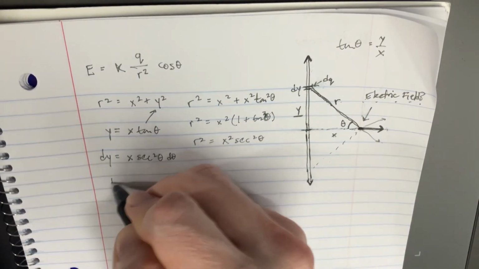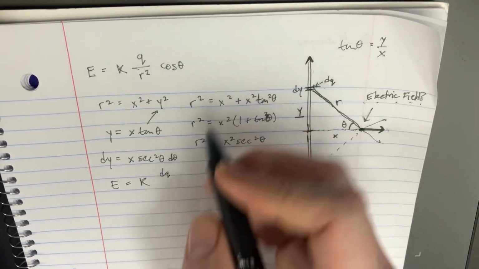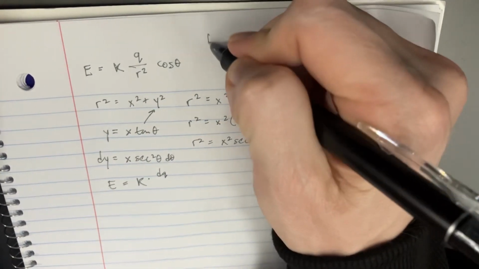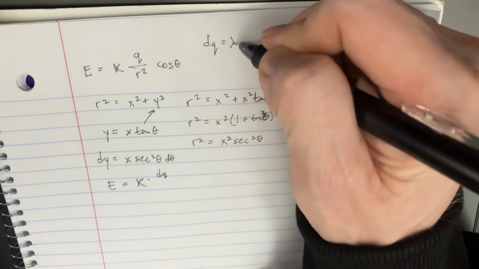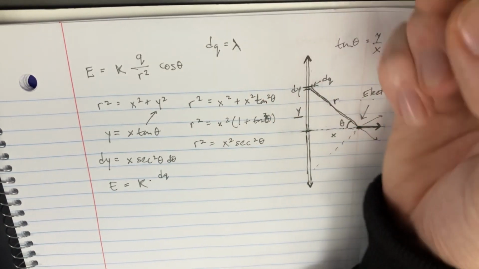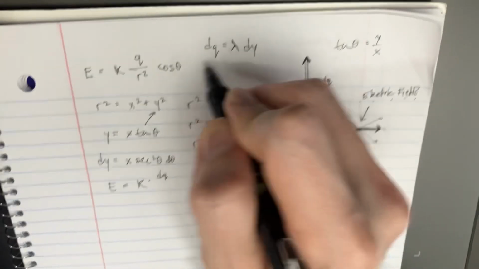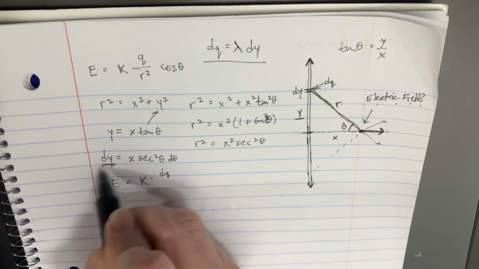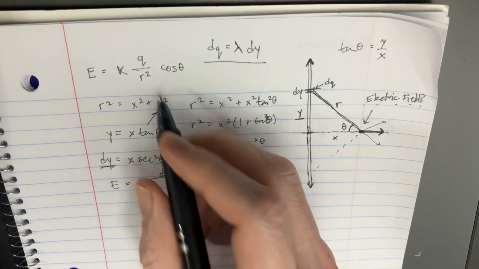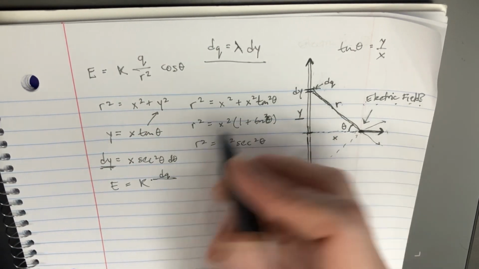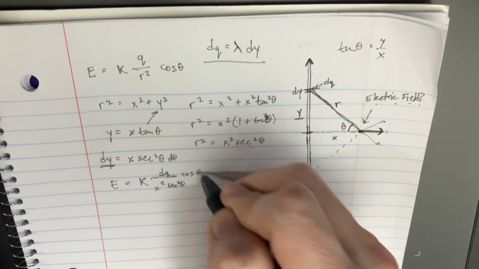We're starting to see some interesting patterns here. So let's go back to our original equation. We've got k and this q. We have to do the dq business. dq is supposed to be lambda, because it's just a linear thing, and then lambda dy. That's relatively easy, but we know that dy is this. Let's put r squared as x squared secant squared theta. We also have a cosine theta here.